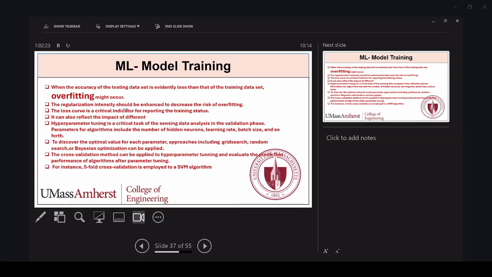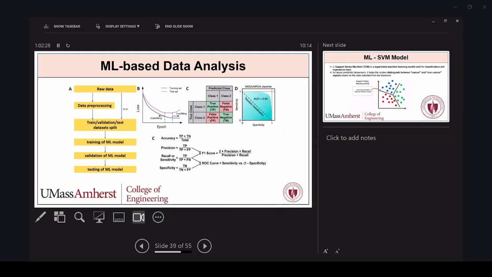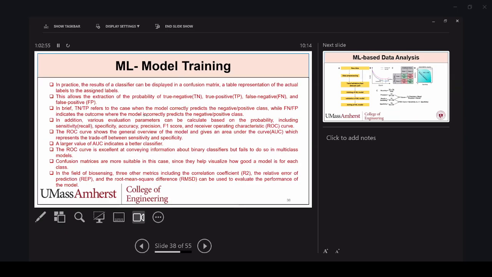I don't want to go too deep into all this. This is the main figure where you can see the raw data, data processing, and then you train the model, validate and test, and you get overfitting or underfitting. You can overcome this overfitting or underfitting by regularization intensity, so you play around with the hyperparameters and the algorithm.